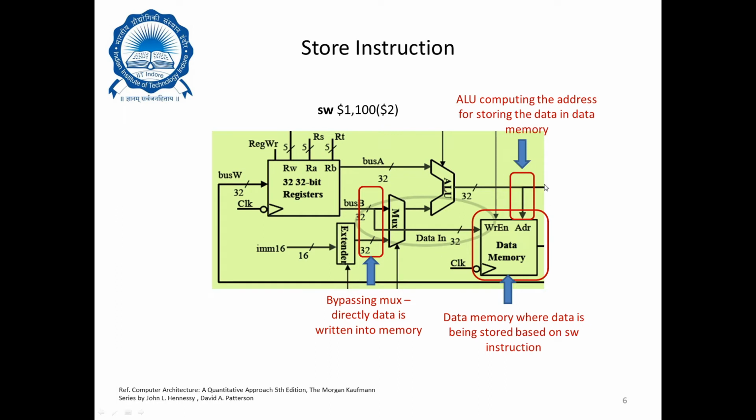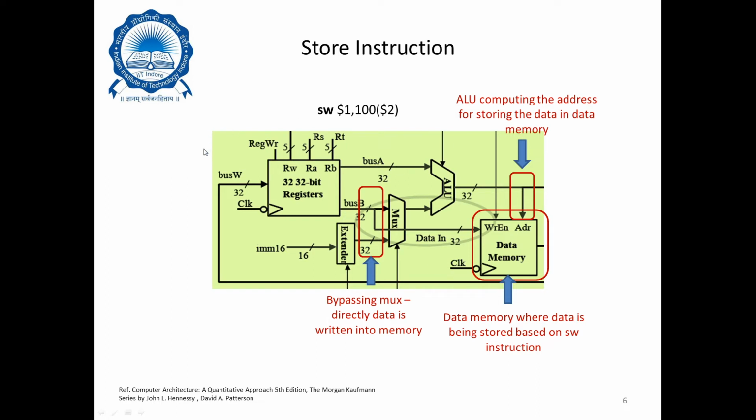And this part of the information, which is reflecting the address of the data memory, is being computed by the ALU in case we want to know where is the location where the SW instruction has to store the data from the register into the data memory, right? So we also need to know the address. Without knowing the address, we cannot store it onto a particular location in the data memory, right?